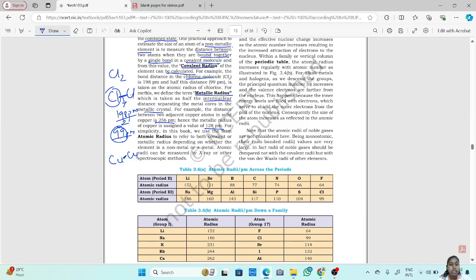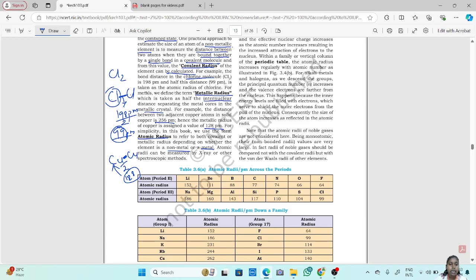For simplicity, in this book we use the term atomic radius. Actually it is covalent radius or metallic radius, but for simplicity we use atomic radius. Again, the same thing: this distance was measured and divided by 2, and that answer is considered to be the radius of one copper atom. We use atomic radius to refer to both covalent and metallic radius, depending on whether the element is a non-metal or a metal.